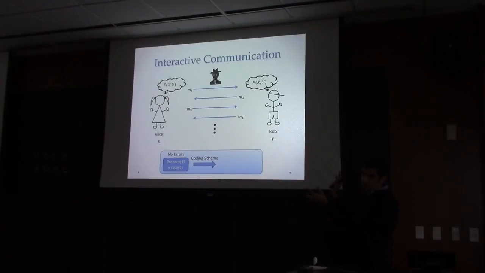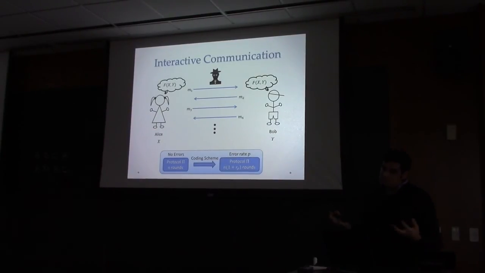that works on a channel with no errors, we turn it into a new protocol, which is P prime, with probably a larger number of rounds, that can tolerate some non-zero error rate. So if you let the adversary do some sort of tampering with the messages that are going on, the new protocol has to be able to still let those two find out the value of f of x and y.